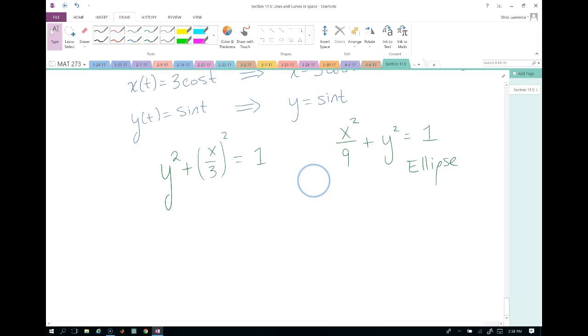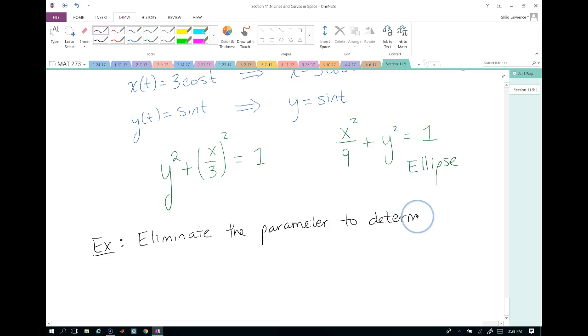If there's no trig in the problem, it's even easier. So we're going to eliminate the parameter. That means we want to get rid of the t. We just want it in terms of x and y. Eliminate the parameter to determine an equivalent xy equation.